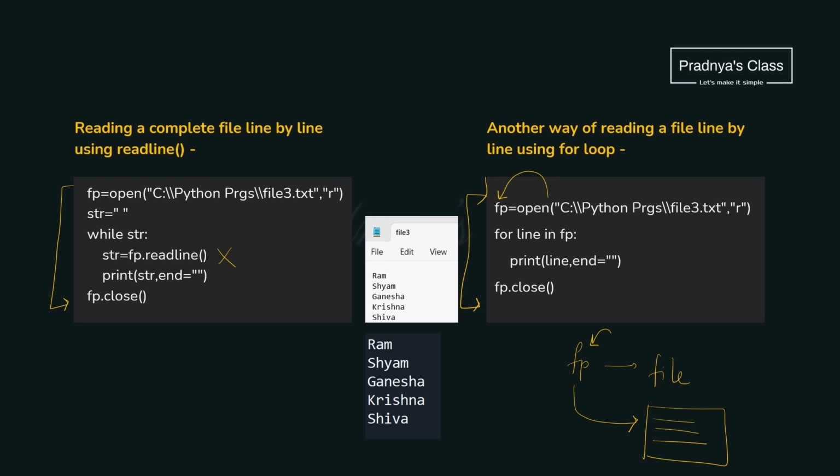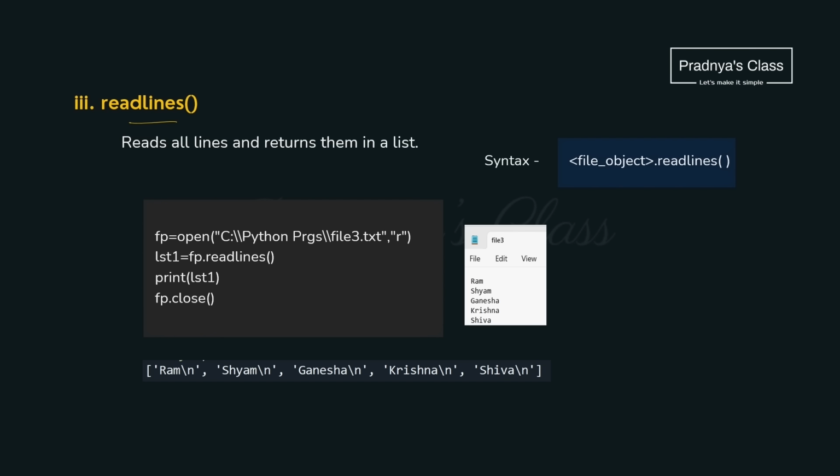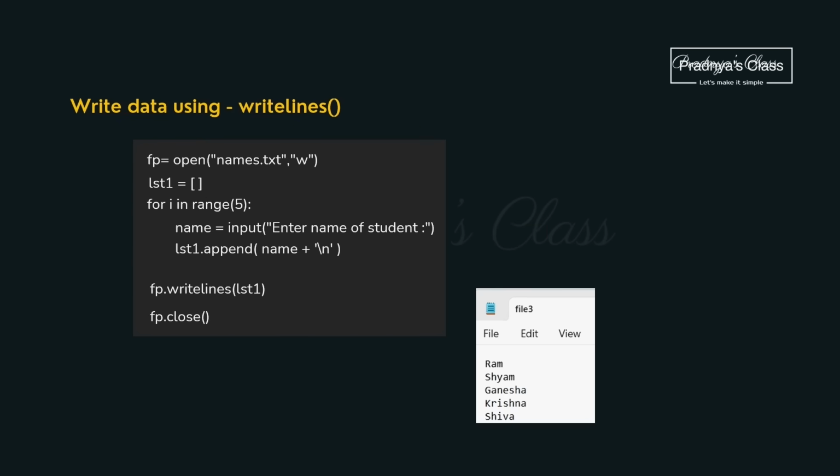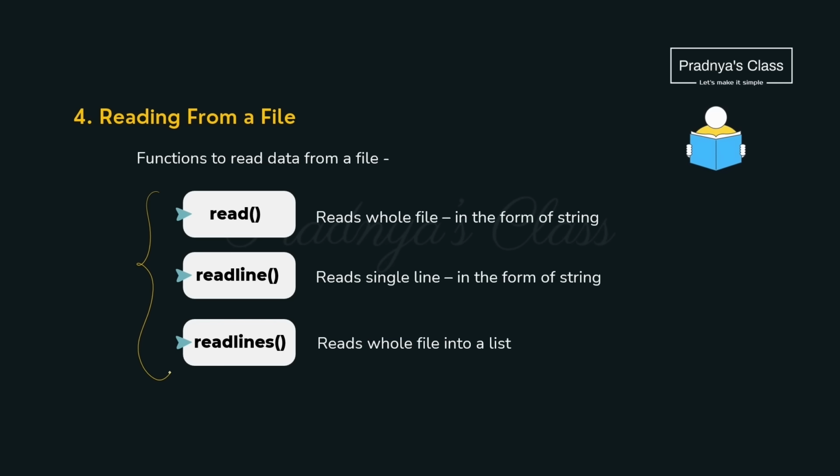Then let's move ahead. Here is the third function for reading the content of the file. It reads all the lines but in the form of list of strings. Look at the output. This type of output you will be getting if you print whole content of the file using readlines function. In case of list, this \n will not get interpreted as a new line. That's why it will print as a character at the end of every element of the list. Readlines function also doesn't take any parameter. In this way, we understood all three functions.